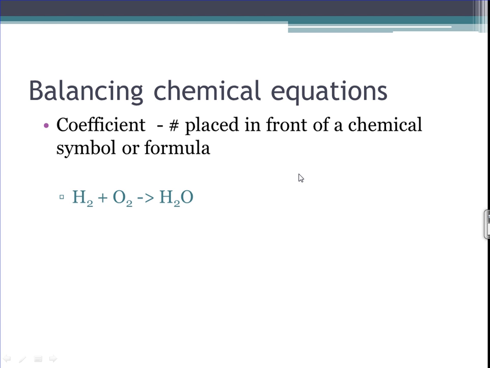I have to add a coefficient to make it work. So when I add the coefficient 2 in front of water, I now have 2 oxygens, which matches my 2 oxygens. But the 2 water molecules also now means I have 4 hydrogen atoms, so my equation is still not balanced. I need to add another coefficient. Can you figure out where? It can go on either side. So if I put the coefficient here in front of the hydrogen, I now have 4 hydrogen atoms and 2 oxygen atoms, and when I look at my products, I have 4 hydrogen atoms and 2 oxygen atoms. My equation is now balanced.